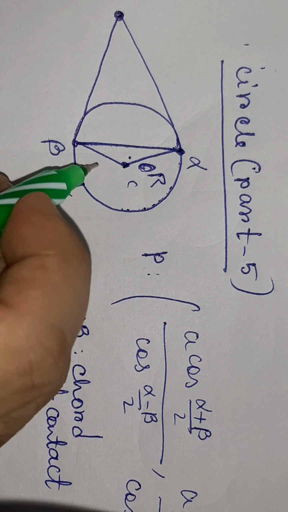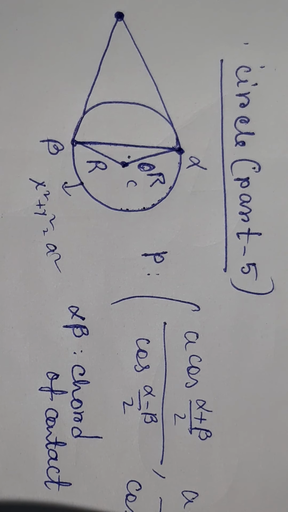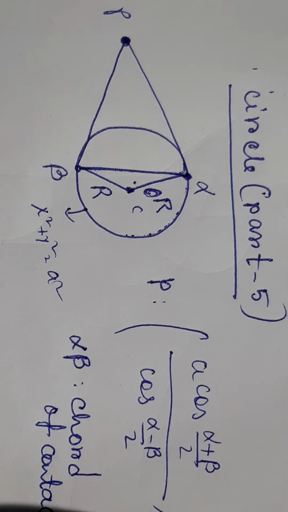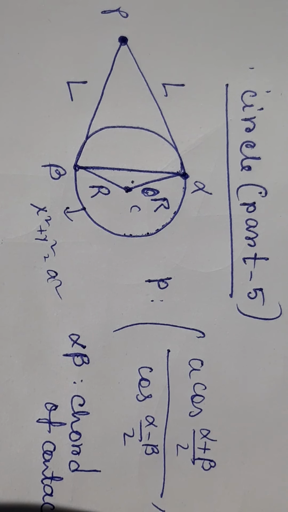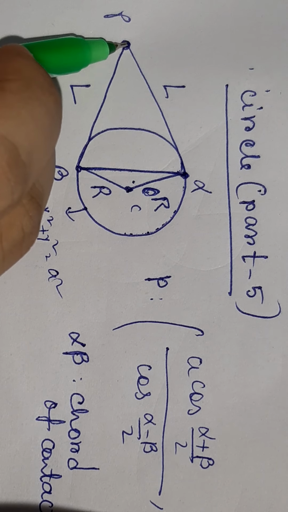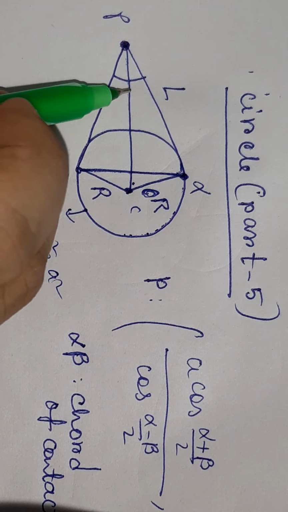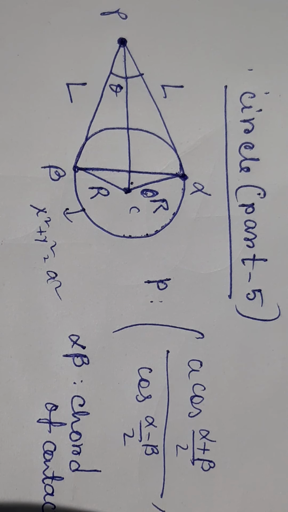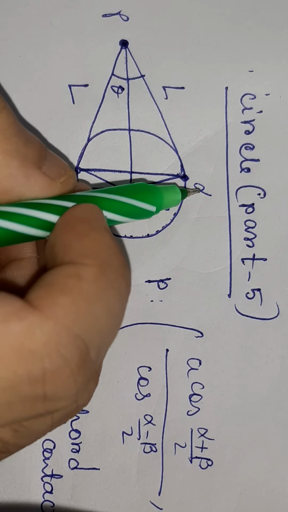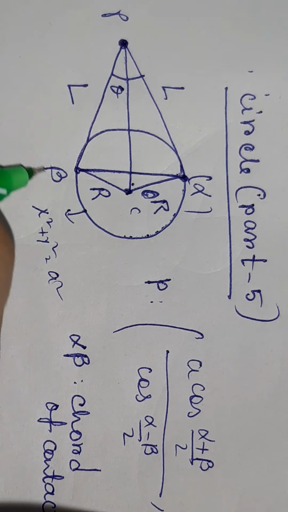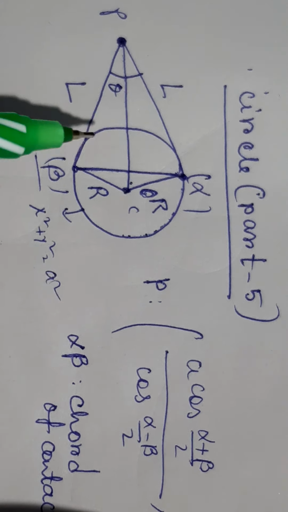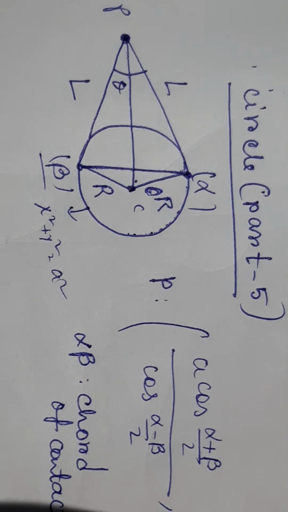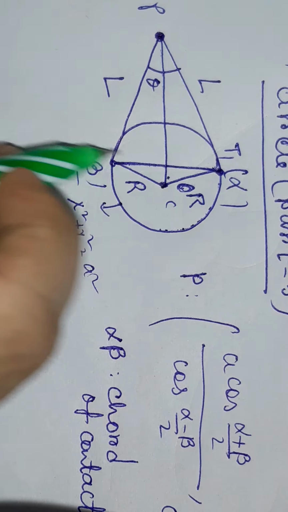We can easily see that C alpha and C beta are equal to the radius of the circle, which we can take as r, and the lengths of the tangent lines P alpha and P beta are both L, because the lengths of two tangents from a point are equal. Join P and C, and consider the angle theta. Alpha and beta are not names of the points, they are the parameters of these points, so we can name the two points T1 and T2.